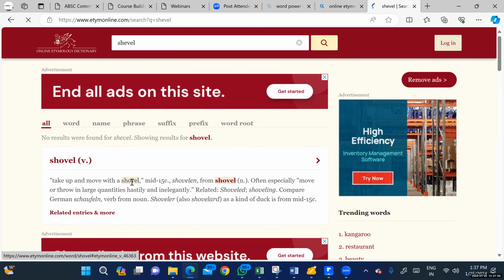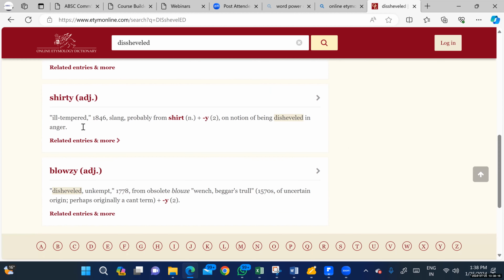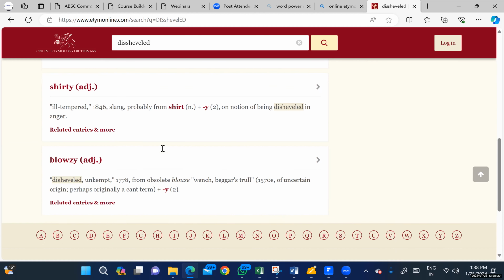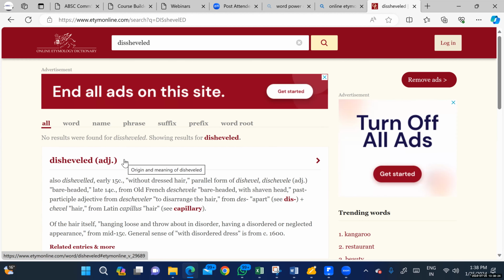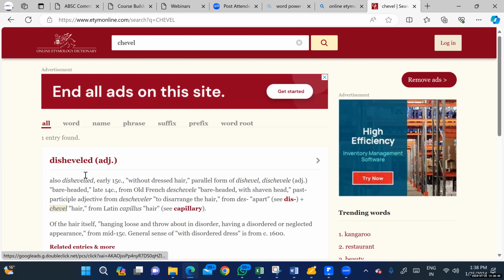I'm trying to find the root word. How do we get disheveled? I'm trying to find the root word of this. The word is coming from chevel, hair. What is the meaning of chevel? Chevel means hair. So it is talking about disheveled. It means improper hair, bad hair, not combed hair.